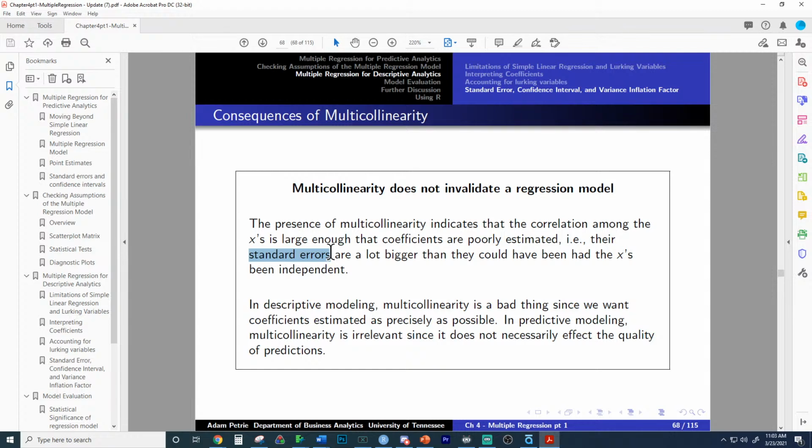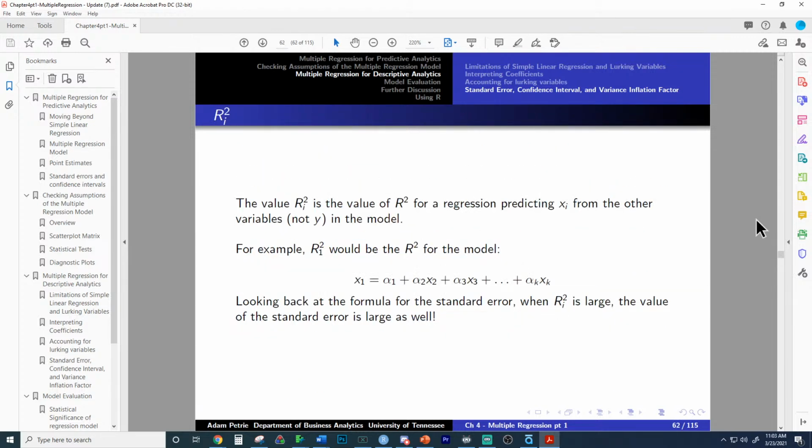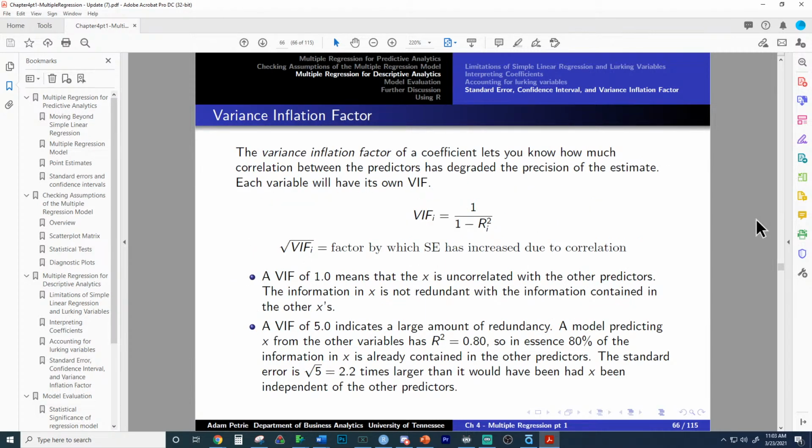Does that make sense, Kayla? Does this hopefully help out? You do not want multicollinearity, and multicollinearity will be shown when we have a high r squared sub i, and there's the r squared sub i right here. This is different from r squared. So r squared sub i being high is very bad, because that is how we will calculate the variance inflation factor. And the higher the variance inflation factor, the worse it is.